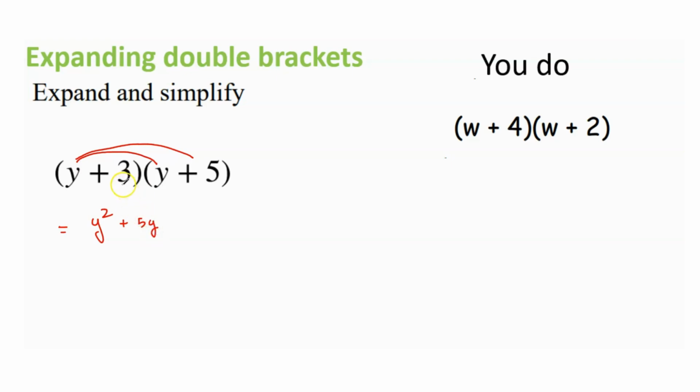Then I use this term to multiply everything in the second bracket, so 3 times y, I get 3y. And then 3 times 5, I get 15.